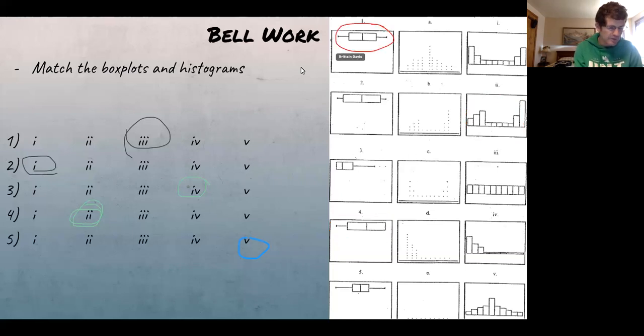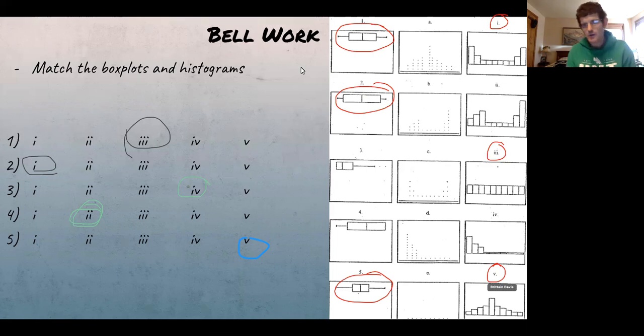So 1, 2, 3, where they're not unimodal, sorry, but they're symmetric, and the center is going to be right in the middle. So I know that it's going to be these 3 histograms. So now the question is, how big should the IQR be for each of these?